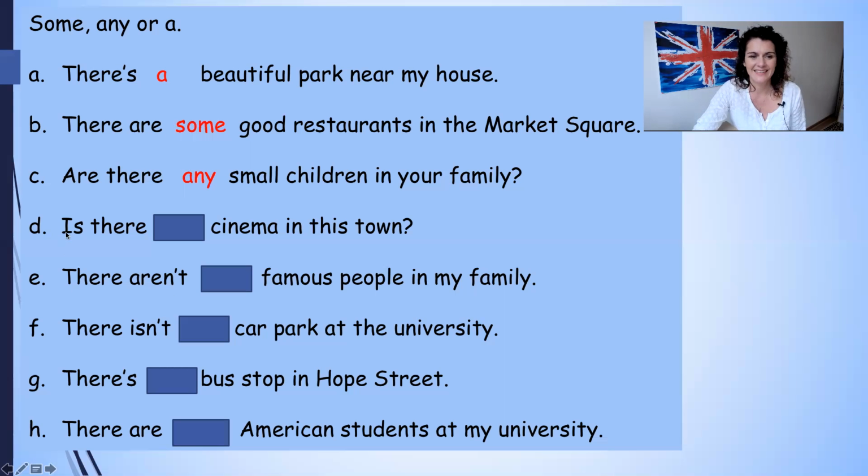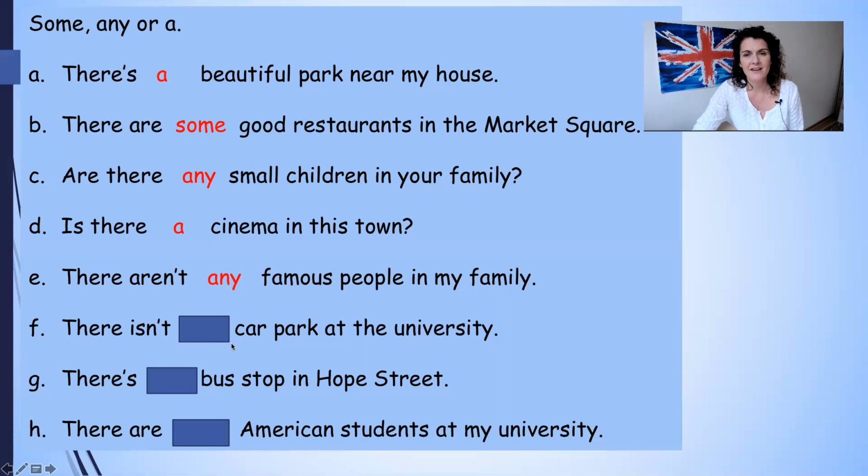What about D? Is there cinema in this town? Is there a cinema in this town? It's singular, so we use a. What about E? There aren't famous people in my family. There aren't any famous people in my family. This is a plural phrase and it's negative, so we use any.